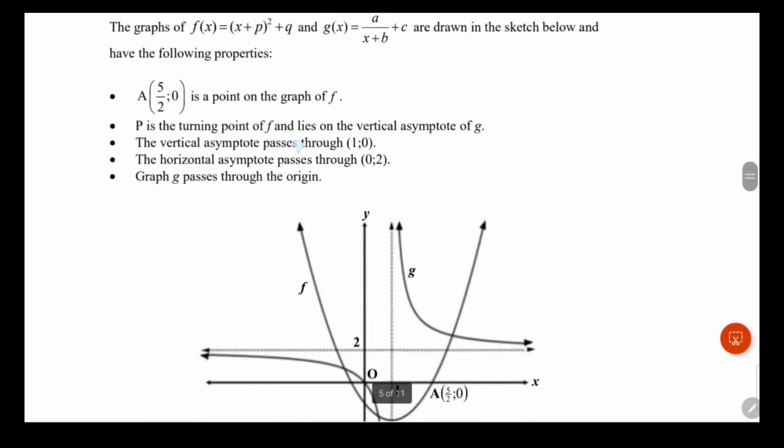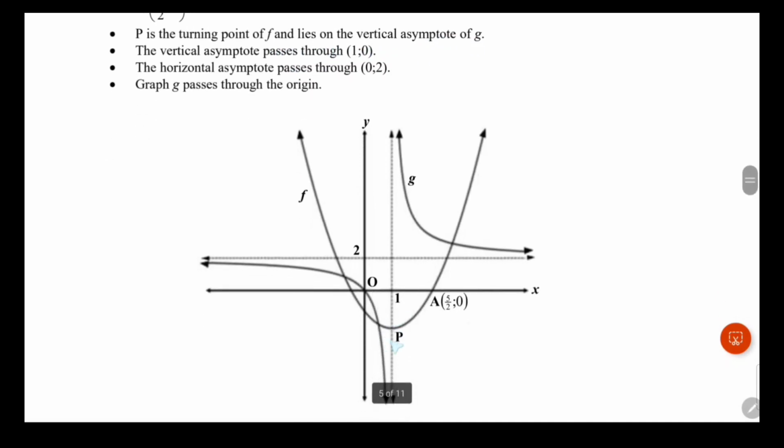P is the turning point of f and lies on the vertical asymptote of g. So here's P, the turning point, on this vertical asymptote. Then we have the horizontal asymptote passes through (0, 2), so there it is. And then we have the vertical asymptote passes through (1, 0), and so that's it. The graph of g passes through the origin.